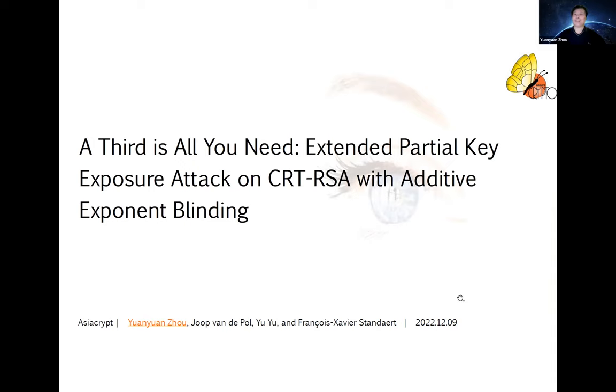Thank you for your introduction. Good morning. Welcome to this talk. This is joint work with Joop van de Pol, Yu Yu and François-Xavier Standaert. It's about the extended partial key exposure attack on CRT-RSA with additive exponent blinding.